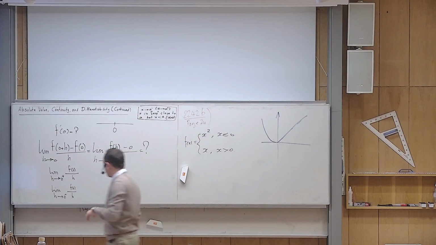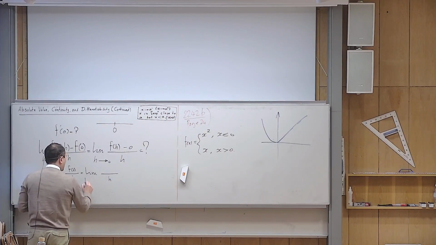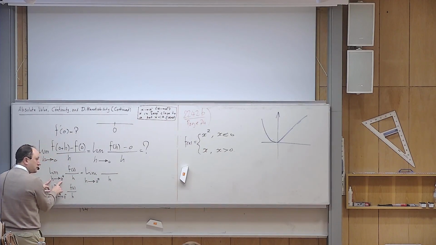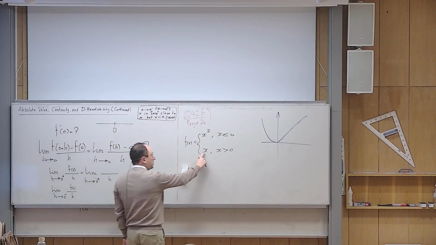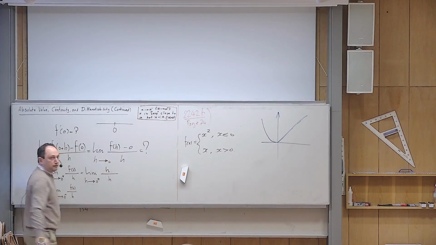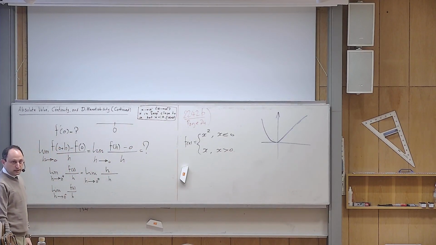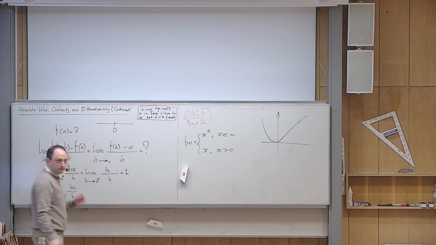Okay, so let us check. How can I calculate this limit? Here h goes to 0 from the right hand side. So h is slightly positive. I'm on the right hand side. When it is slightly positive, this is my rule. So what is f of h? f of h is h itself. Yes? And the answer to this limit is just simply 1.